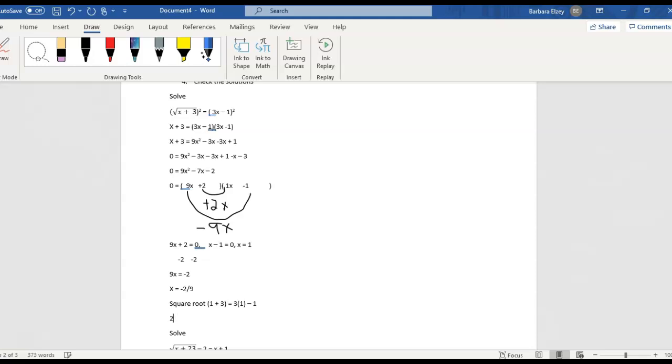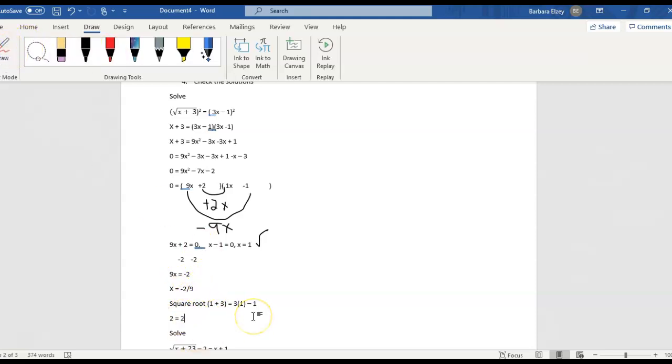And then on the right side, 3 minus 1 is 2. This is okay, all right? So x equals 1 is a perfectly okay solution. But let's check negative 2/9.